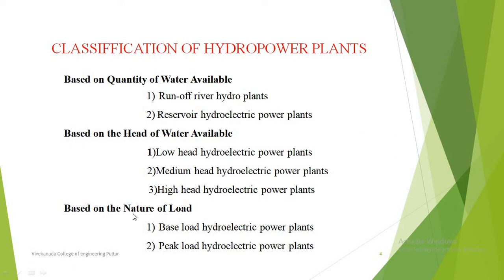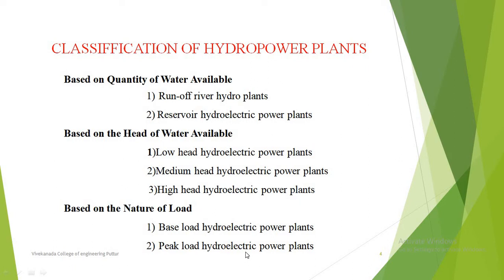Next case is based on the nature of load. Load means the demand, the requirement. So base load hydroelectric power plants and peak load hydroelectric power plants. In base load hydroelectric power plants, the load, meaning the demand, is average. So throughout the day there is a demand. To meet this demand, the hydraulic turbines operate for 24 hours, almost throughout the day.